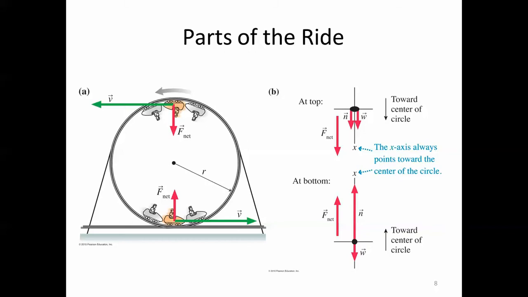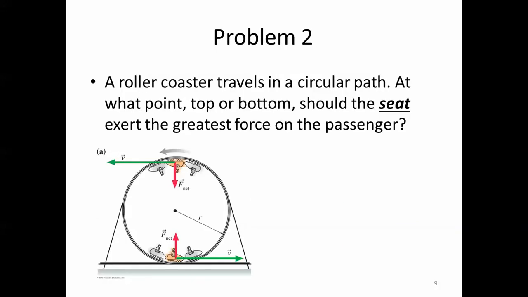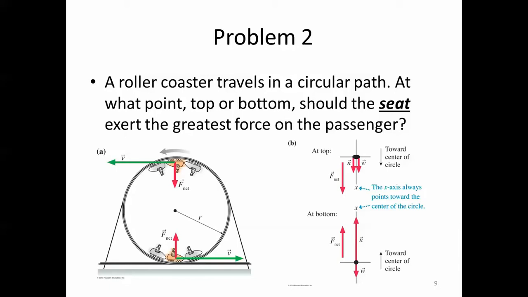So if a roller coaster travels in a circular path, at what point, the top or the bottom, should the seat exert the greatest force on the passenger? The force that the seat exerts on the passenger is our normal force. So if you remember this picture, at which point is the seat exerting the greatest force, or when is the normal force the greatest? And that's going to be at the bottom of a roller coaster. And when you go on a roller coaster, you can feel this. You feel like you're being pushed down when you're at the bottom, and you feel more weightless at the top.